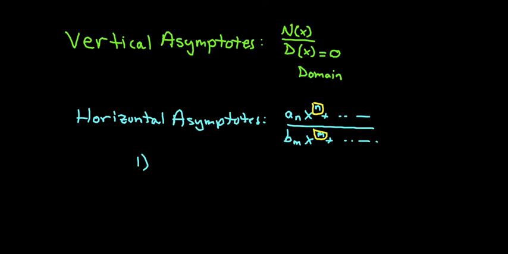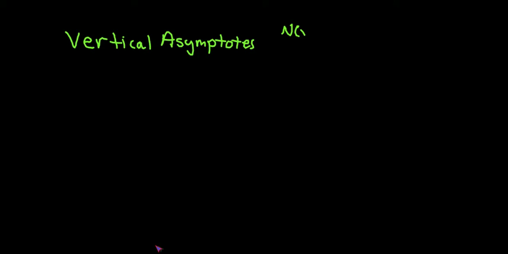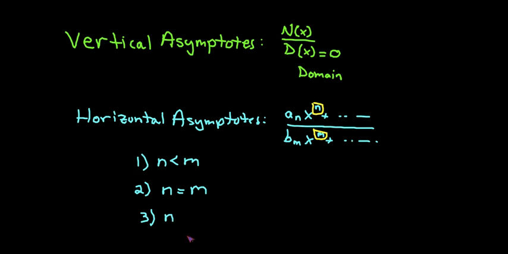When we look at that, there's actually 3 things that can happen. The value of n up on top can be less than the value or the exponent of m on the bottom. They can be equal to each other, or the exponent on top can be bigger than the exponent on the bottom. Each of those things is going to give me a different situation that happens for my horizontal asymptotes. So here's what the situations are.